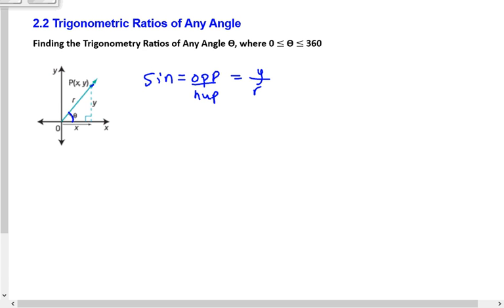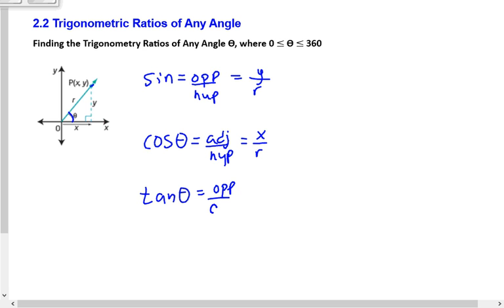Okay, we could also find cos of theta, which is adjacent over hypotenuse. So the adjacent side of theta is x, and the hypotenuse, again, is going to be r. And the last ratio we can work with is tan, which would be opposite over adjacent. In that case, the opposite side would be y, and the adjacent would be x. Okay, so you can use these ratios to help determine the ratio of any reference angle or any angle.